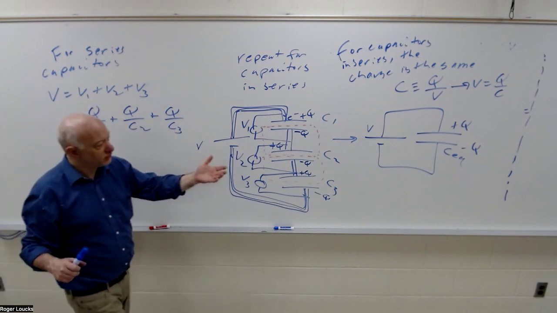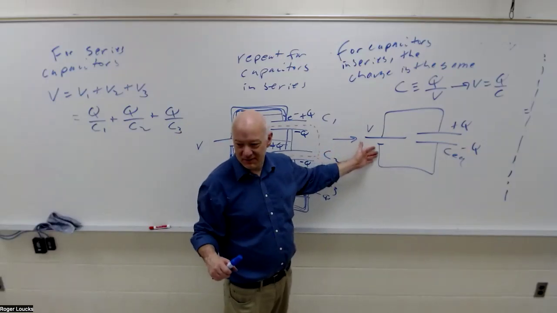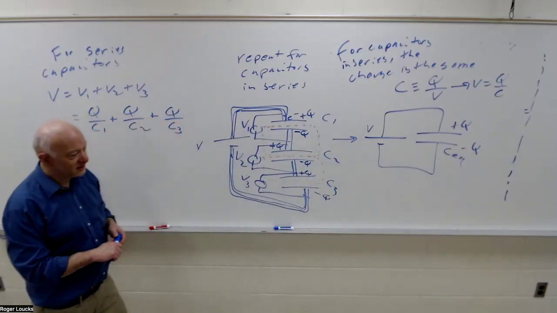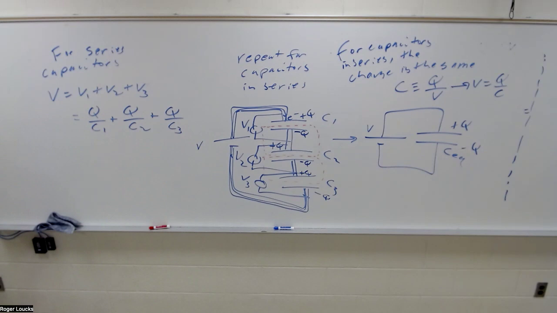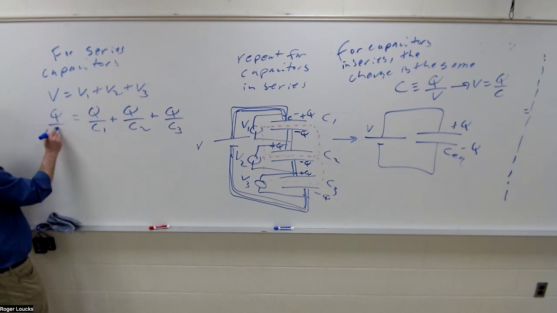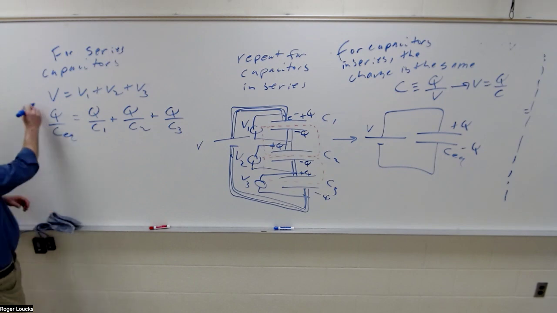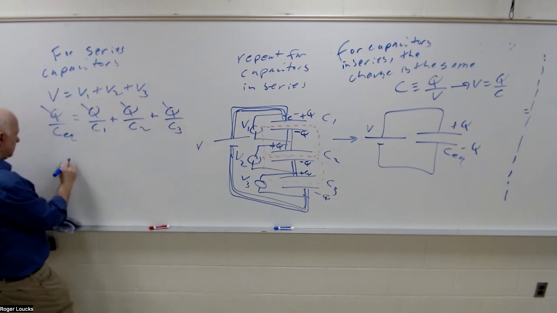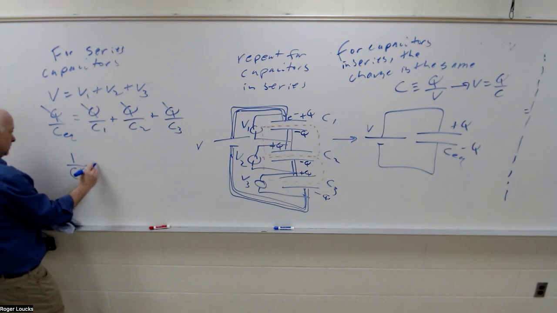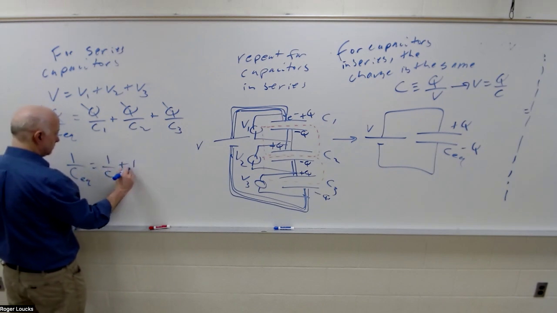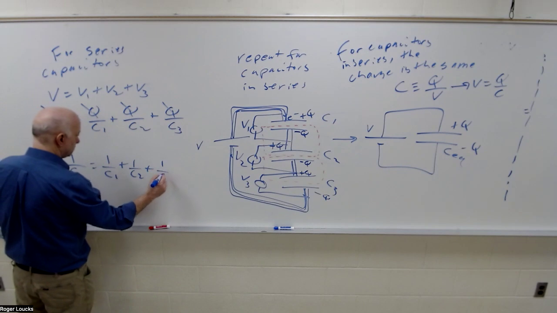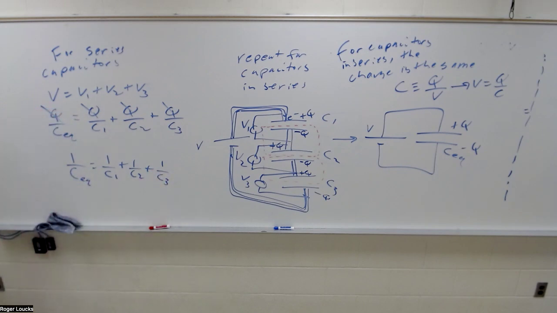But what's going to be the voltage on this guy over here? Yeah, Q over CQ. What crazy thing happens? All those Q's cancel. And that gives me this. That makes sense? Again, what's going to be hard here? What does that expression look like?